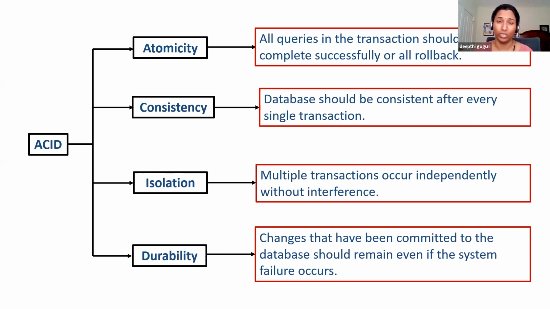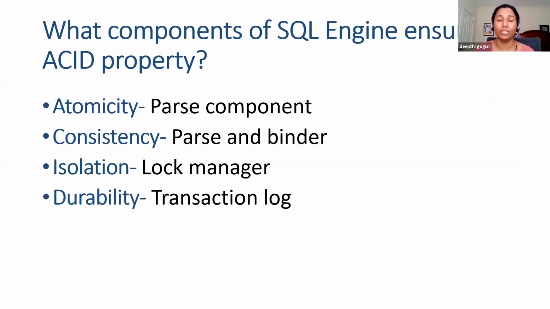transaction. That's isolation. D stands for durability. Once the transaction is successfully completed, all the data that has already been written to the database should be permanent. Like, let's take an example: once the transaction has been successfully completed and the data has been written to the database, later if I have to restart the SQL server, that particular committed data inside the database should not be lost. That means there should not be any data loss. That's durability. So what components of the SQL engine will ensure these ACID properties?